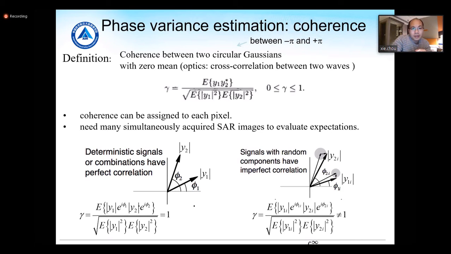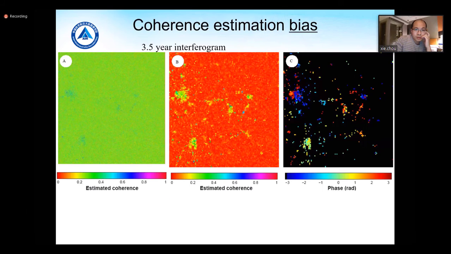Coherence represents the phase variation estimation. Coherence can be assigned to each pixel. It needs many simultaneously acquired SAR images to evaluate the expectation.